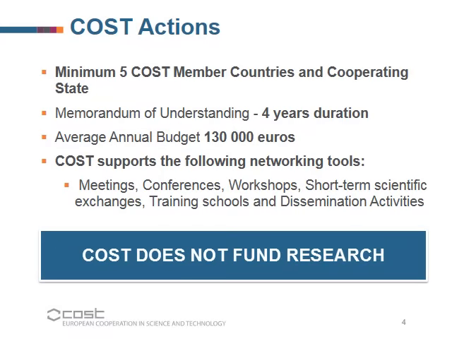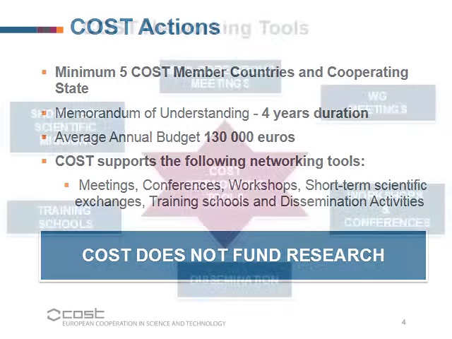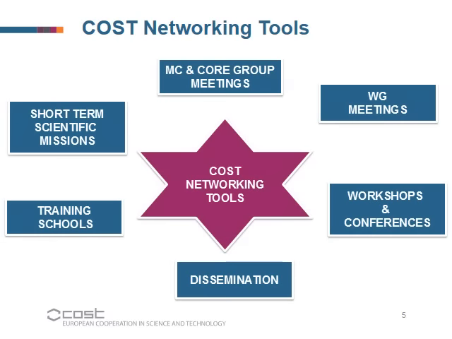A COST Action is a network of researchers from at least 5 COST member countries and cooperating states. It has a duration of 4 years and an annual budget of €130,000. COST supports networking tools and does not fund research. Here are the funded networking tools in a nutshell. Internal meetings such as management committee meetings, working group meetings, but also workshops and conferences, short-term scientific missions, training schools and dissemination activities.